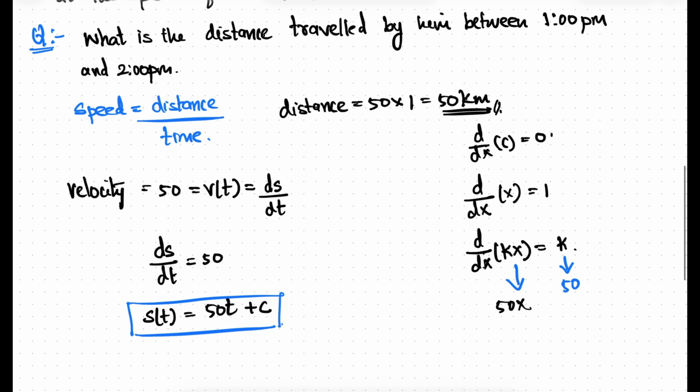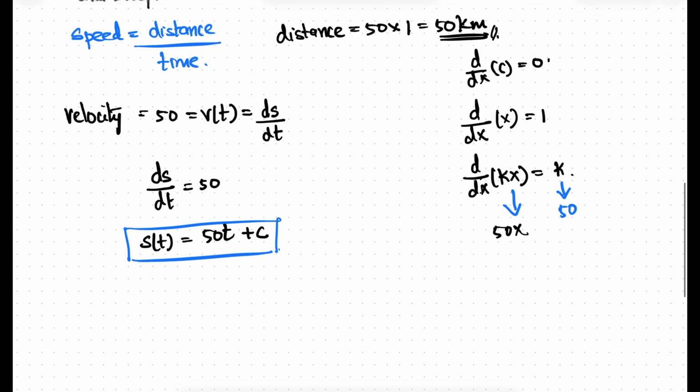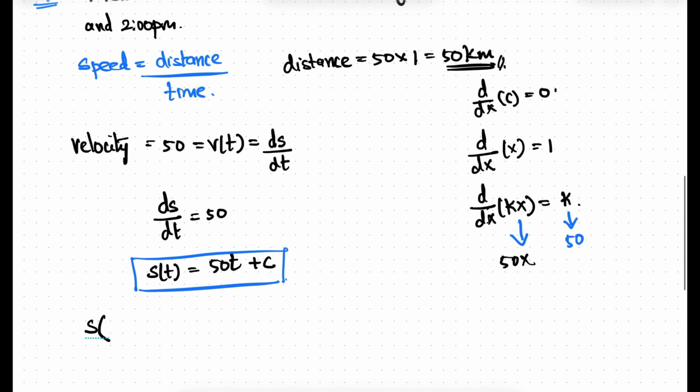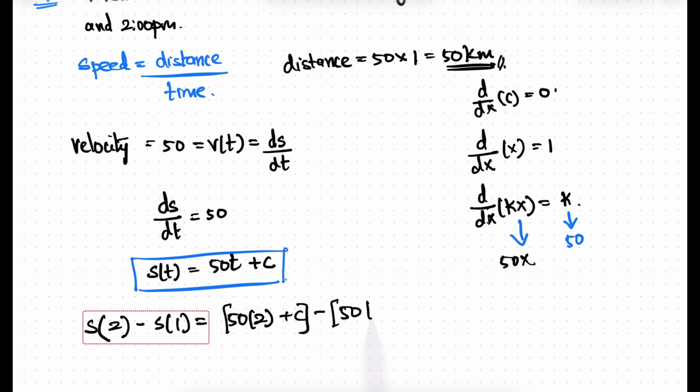Right? Now we are asked to find the distance traveled between 1 p.m. and 2 p.m. So I can simply find the distance traveled by him at 2 p.m. and at 1 p.m. and find the difference. So it will be 50 times 2 plus c minus 50 times 1 plus c. So your c gets cancelled, and 50 times 2 is 100, minus 50 would be 50 kilometers again.